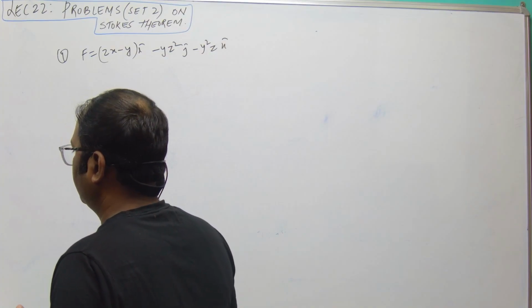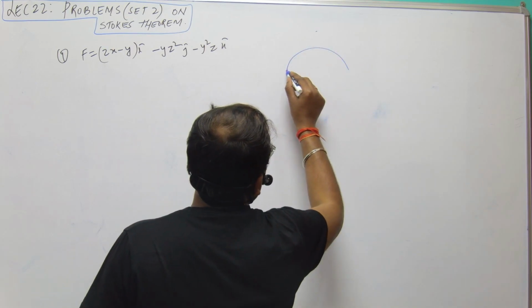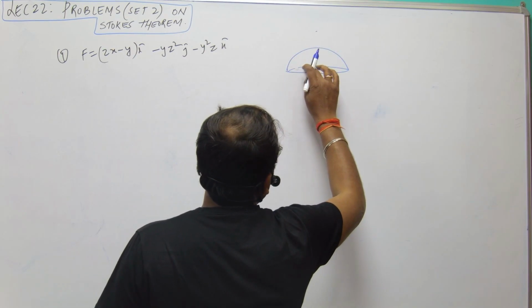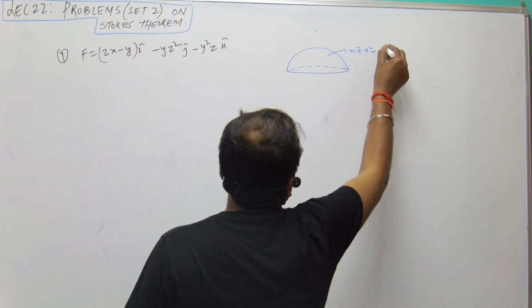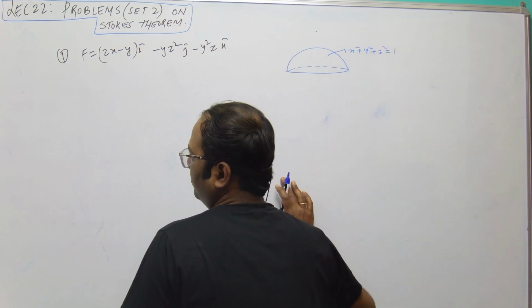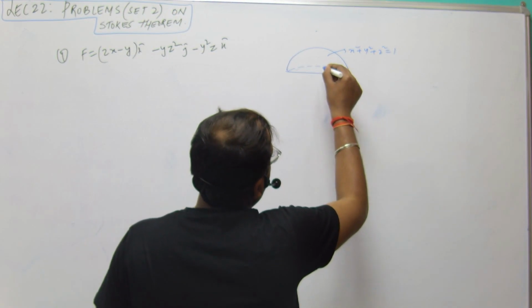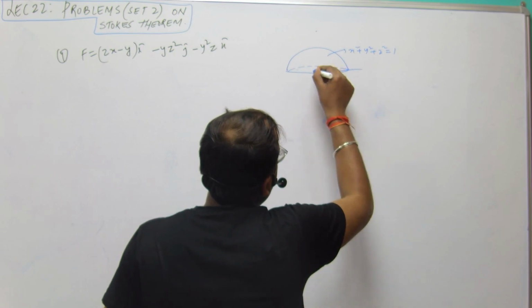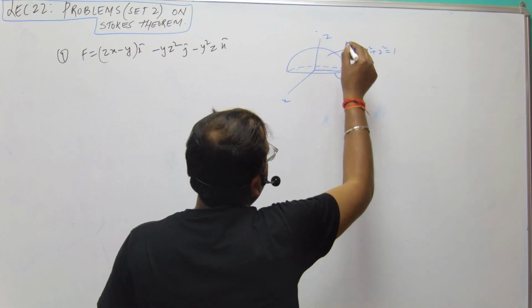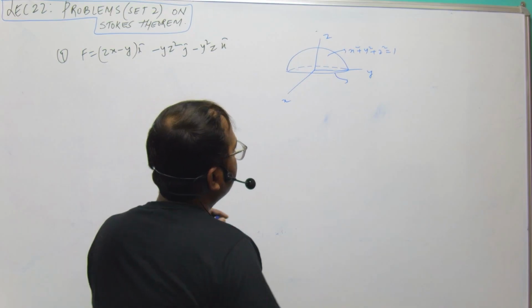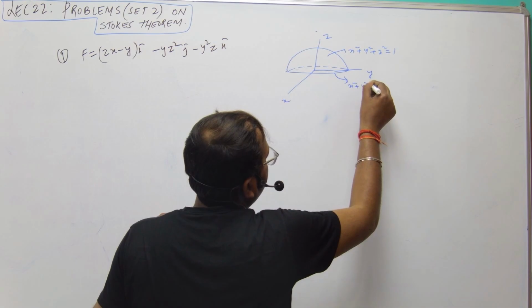And S is the upper half surface of the sphere x square plus y square plus z square is equal to 1, and C is its boundary. This is the C, and this is lying in the xy plane. This is x, this is y, and this is z. So the equation of curve C will be a circle, as z is 0 here. So x square plus y square is equal to 1.